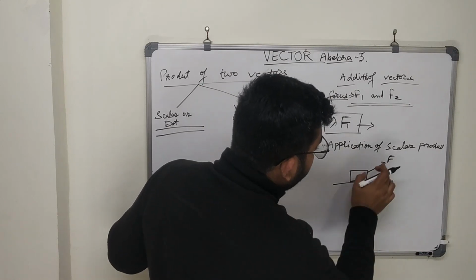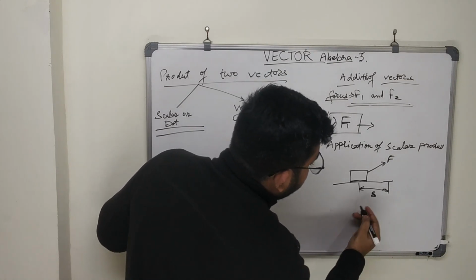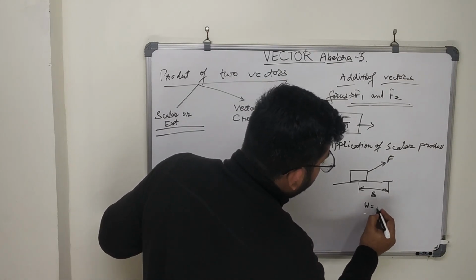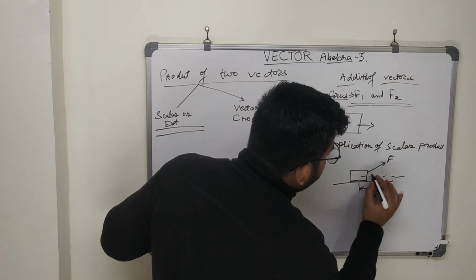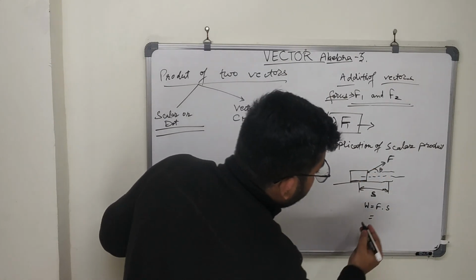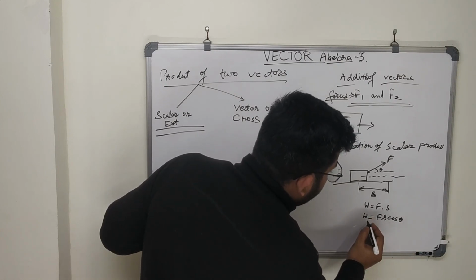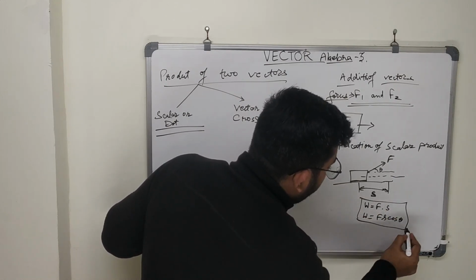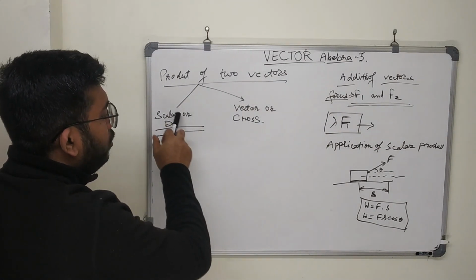So in this case the work done by the force on this block to displace it through the displacement S will be W equal to F dot S, that is, suppose that this is the angle theta which is between the horizontal and the applied force. So this will be equal to F into S into cos of theta. Because here we are using the dot product, so we will now study the scalar or dot product in detail here.